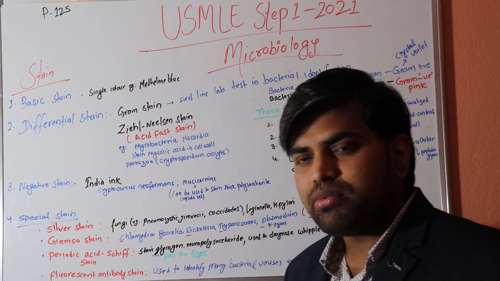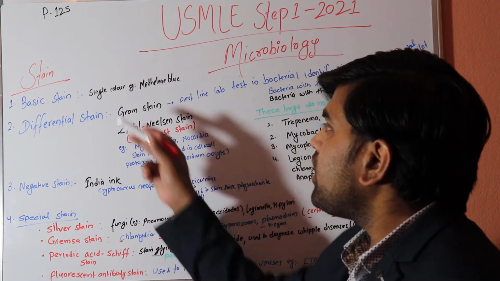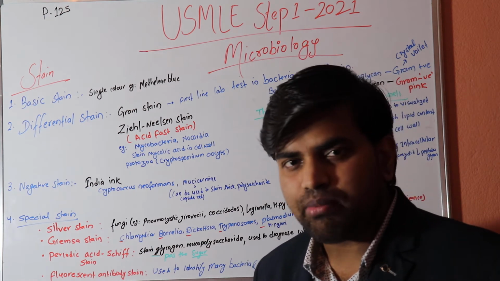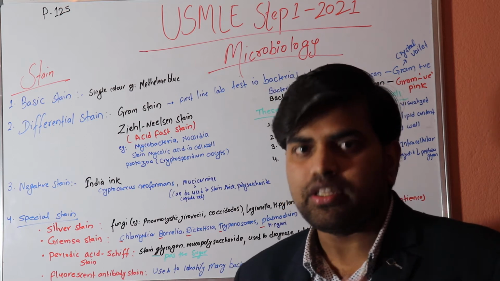In the case of the basic stain, we use only a single dye, say methylene blue, and that will stain all of the things. It will stain your background, your cell, your bacteria, everything present on that slide. That you have to understand.